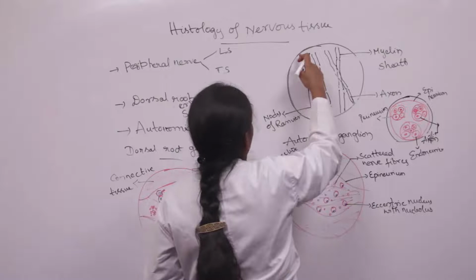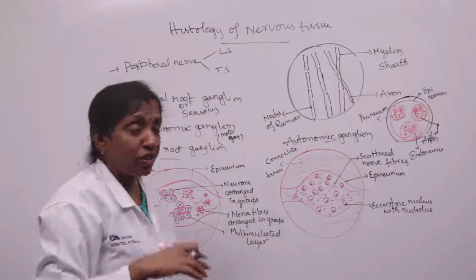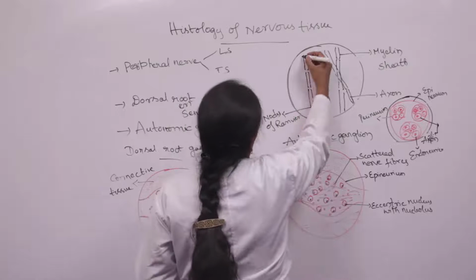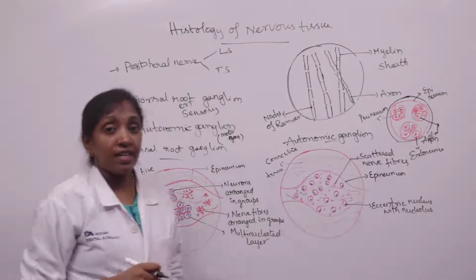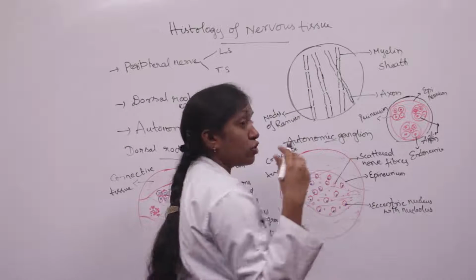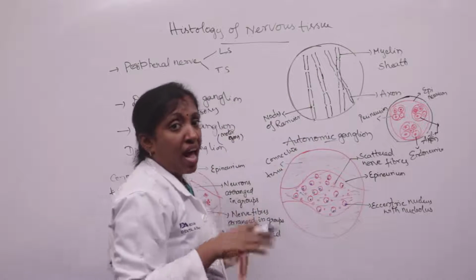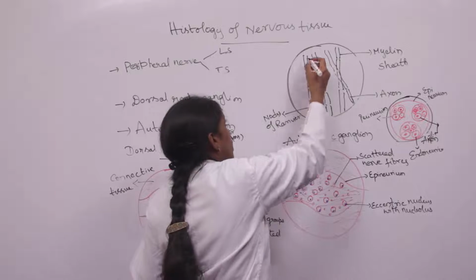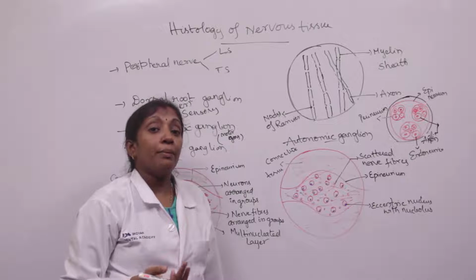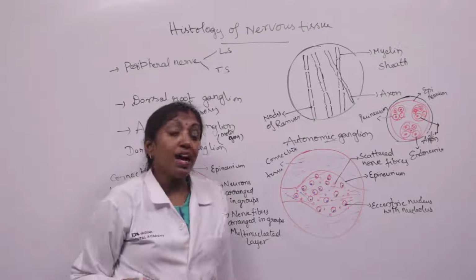Outside the myelin sheath, we have the neurilemma sheath, which is made up of squamous cells. But we can't see the neurilemma layer. Why? Because we have used the osmic acid technique, so only the myelin sheath is visible. This myelin sheath is produced by the squamous cells. The squamous cells are present in the neurilemma layer, and they produce the myelin sheath.